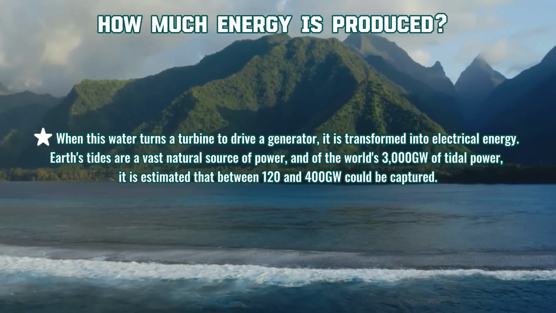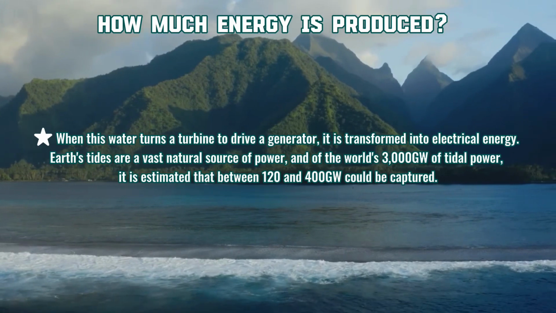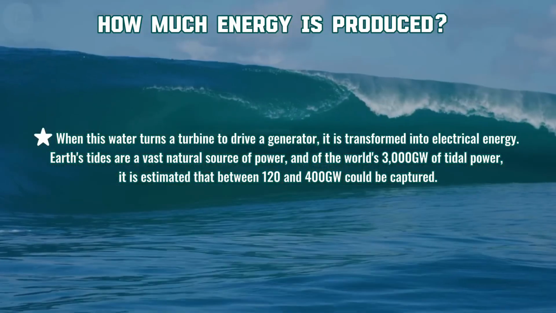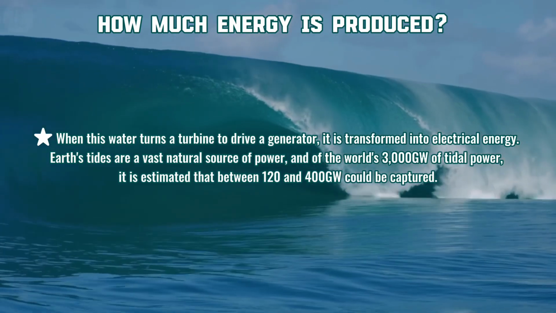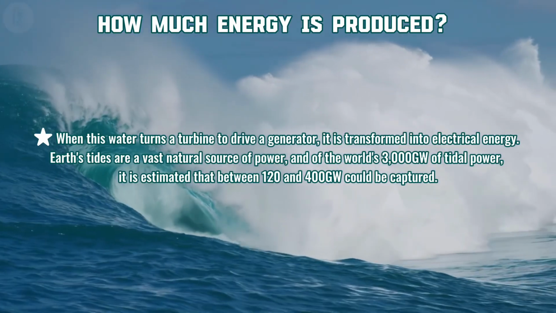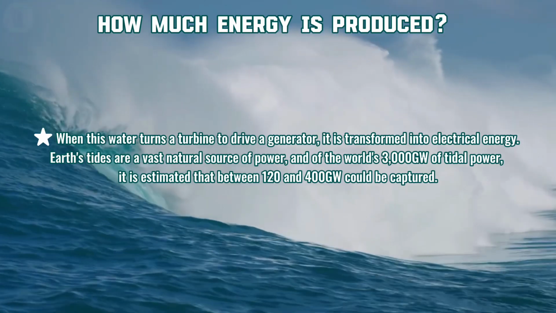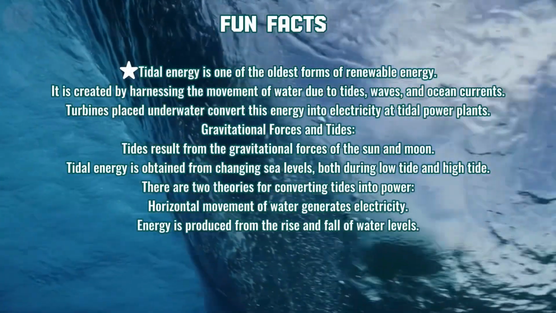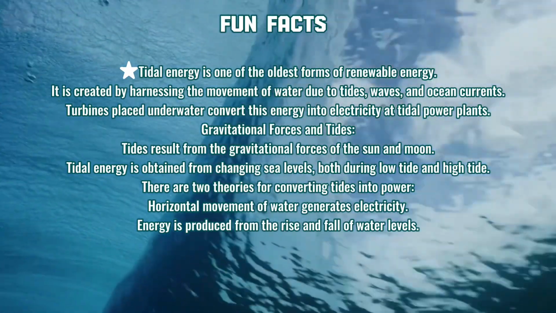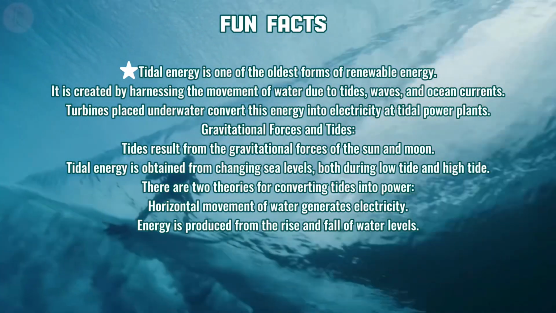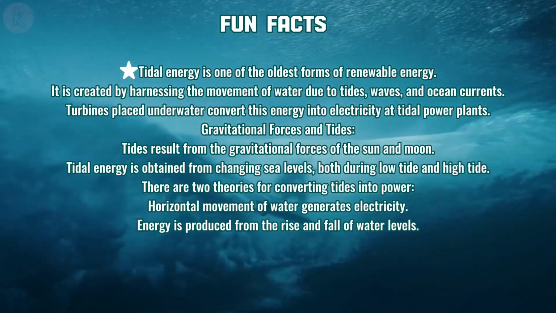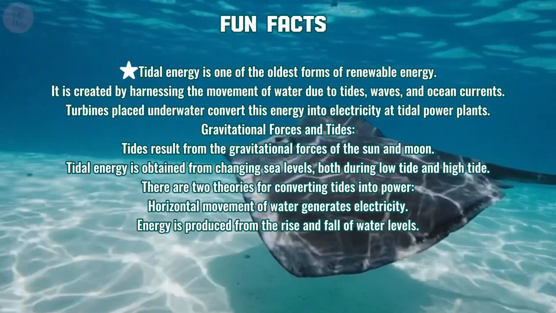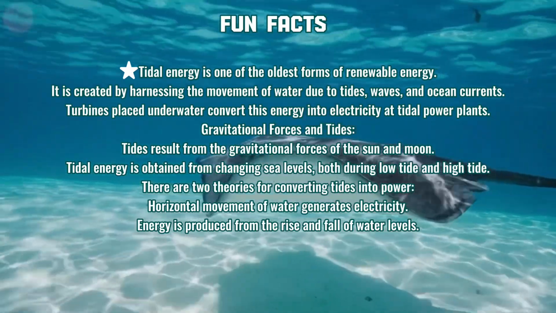Earth's tides are a vast natural source of power, with an estimated 300,000 gigawatts of tidal power in the world. It is estimated that between 120 and 400 gigawatts could be captured. Tidal energy basics. Tidal energy is one of the oldest forms of renewable energy. It is created by harnessing the movement of waves due to tides, waves, and ocean currents. Turbines placed underwater convert this energy into electricity at tidal power plants.